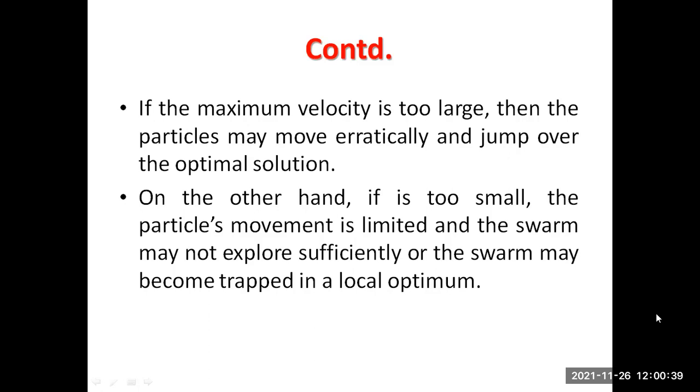On the other hand, if it is too small, the particle's movement is limited and the swarm may not explore sufficiently, or the swarm may become trapped in the local optimum. So there is another side also. If the step size and this velocity are very small, that means the movement of those particles is very small, so there will be some chances that those particles will not move at a higher speed. So we need to balance the global and the local side.